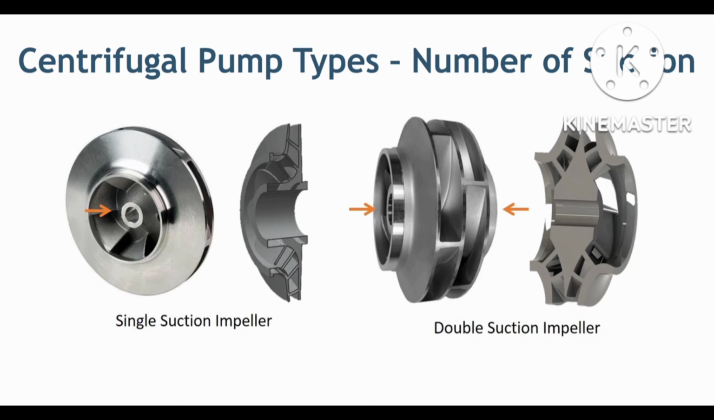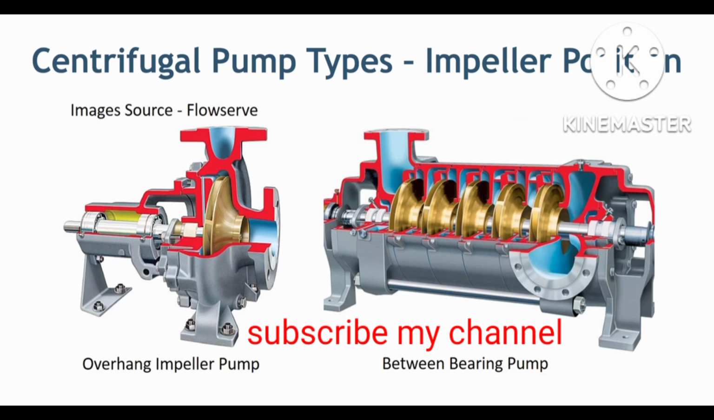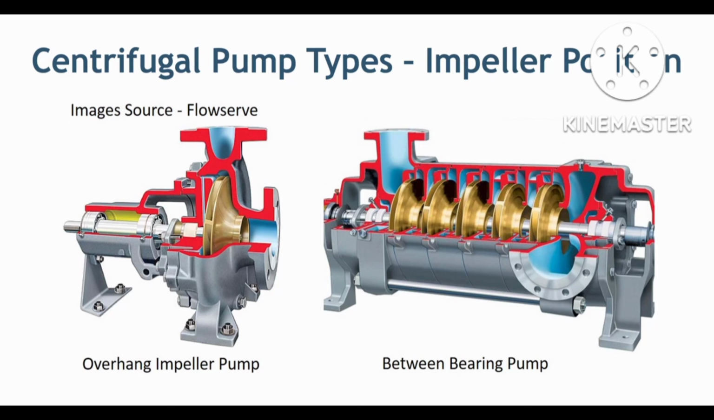The last way to classify the type of centrifugal pump is depending on impeller position. The first is overhang. In this type, the impeller is supported through a single bearing. The impeller is attached at the end of the shaft. This design facilitates both horizontal and vertical installation of the pump.